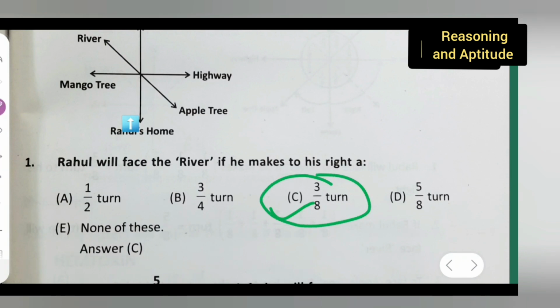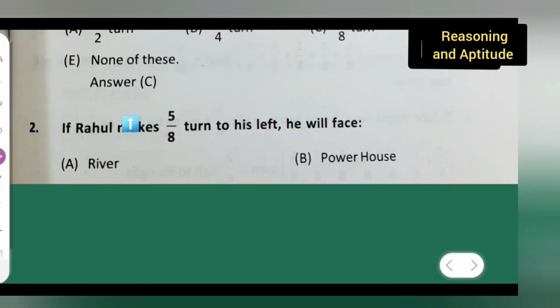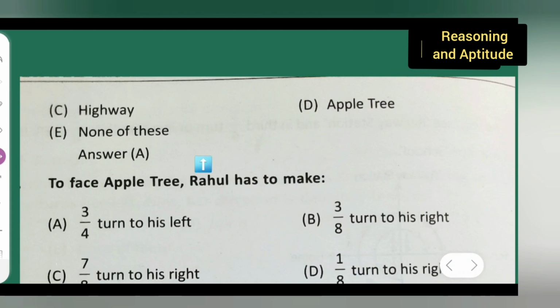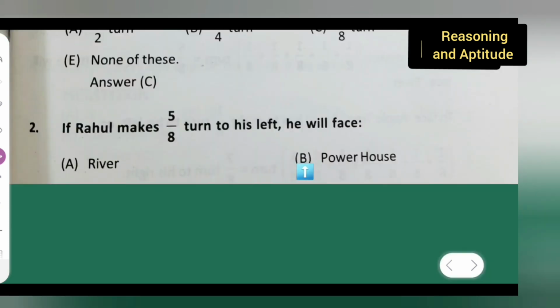Next, moving towards the second one, under the same concept. Question number 2 is: if Rahul makes a 5/8 turn to his left, he will face a river, a powerhouse, a highway, or apple tree, or none of this. So let us see which option is the correct option. Rahul makes a 5/8 turn to his left side.